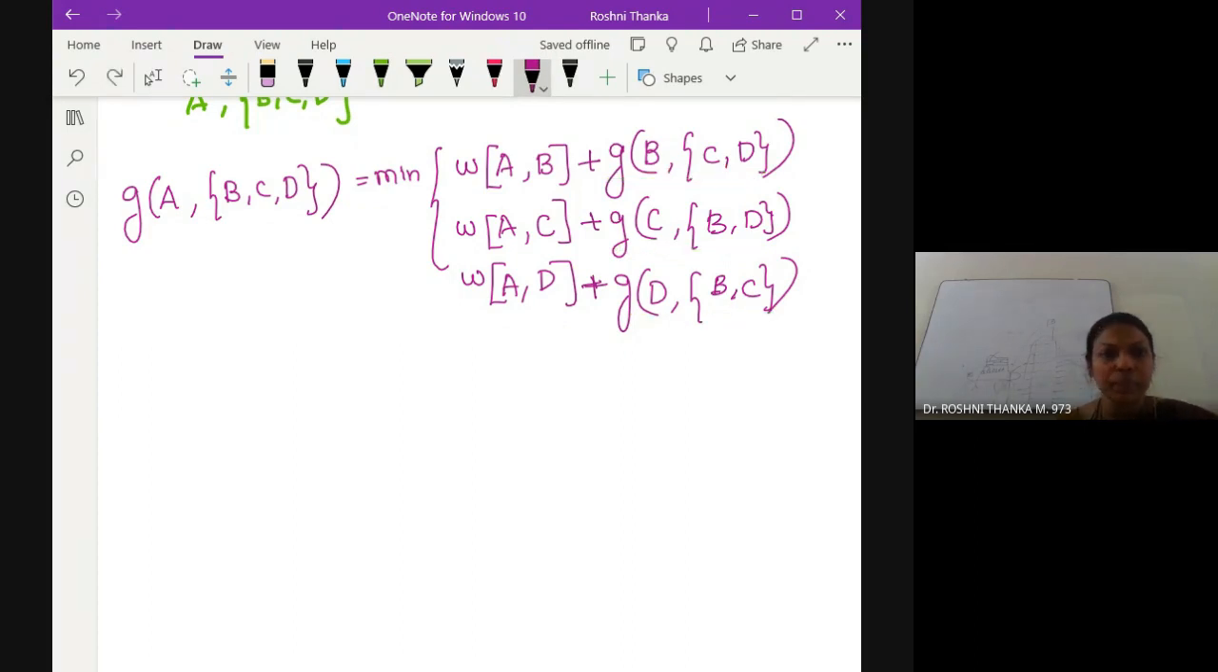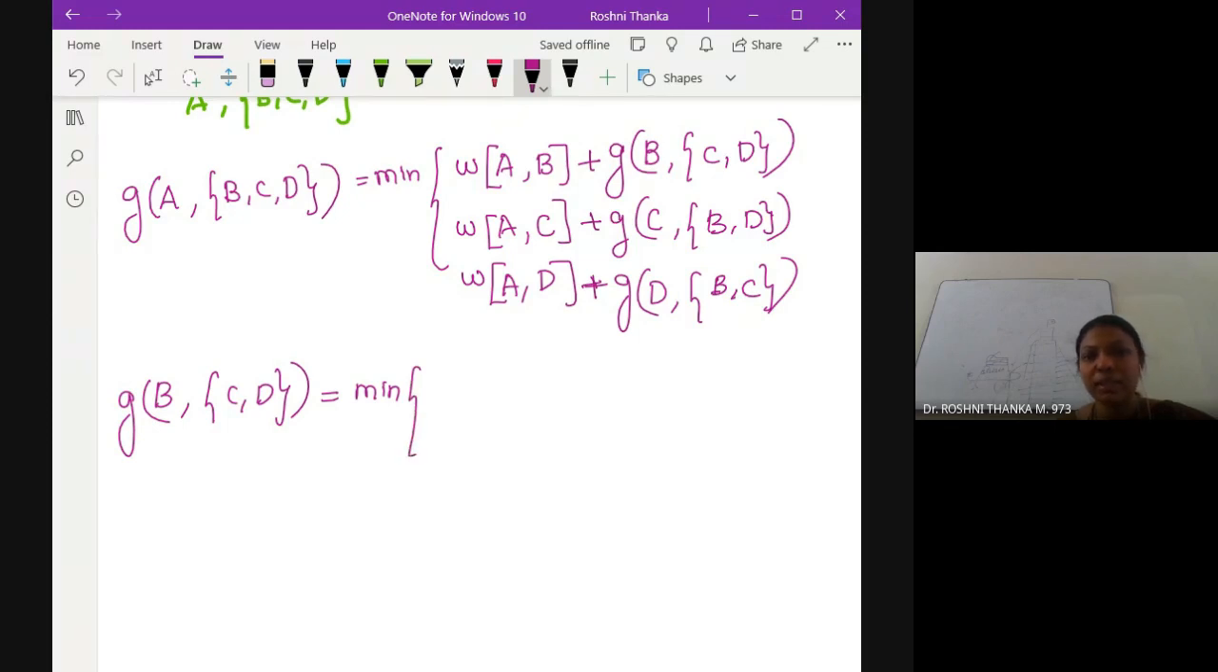Okay. So first let us find the cost of moving, G of this one. This part we want to find. G of B, comma, the starting location is B, and now the set is C comma D. So how will I write the formula? Can someone tell me? Minimum of... tell me, ma'am.